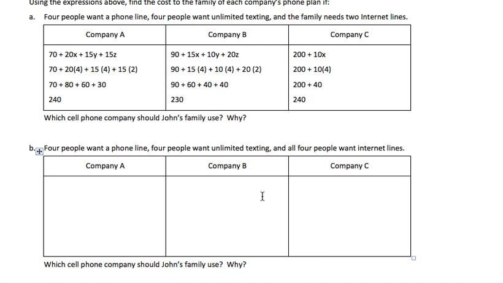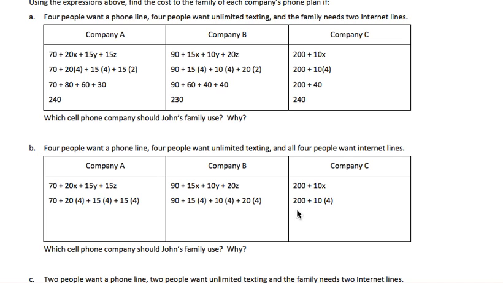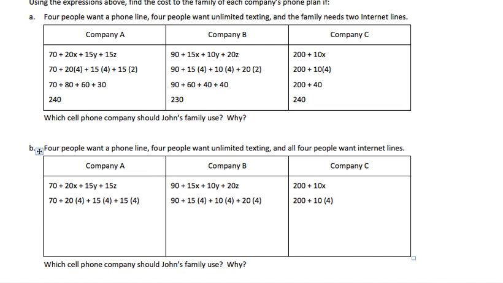Situation B, we will start off with the same expressions that we created at the beginning, and then we'll substitute differently. So in situation B, 4 people want a phone line, 4 people want unlimited texting, and all 4 people want internet lines. So for each of our variables, we will replace with 4. Then when we evaluate, we would have 70 plus 80 plus 60 plus 60.